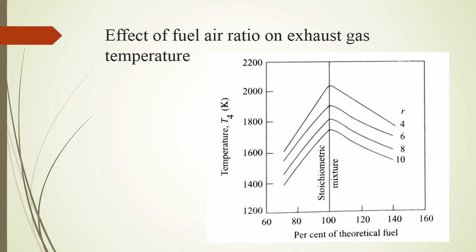However, the behavior of T4 with compression ratio is different from that of T3. Unlike T3, the exhaust gas temperature T4 is lower at high compression ratio because the increased expansion causes the gas to do more work on the piston, leaving less heat to be rejected at the end of the stroke. The same effect is present in the case of air cycle analysis also.